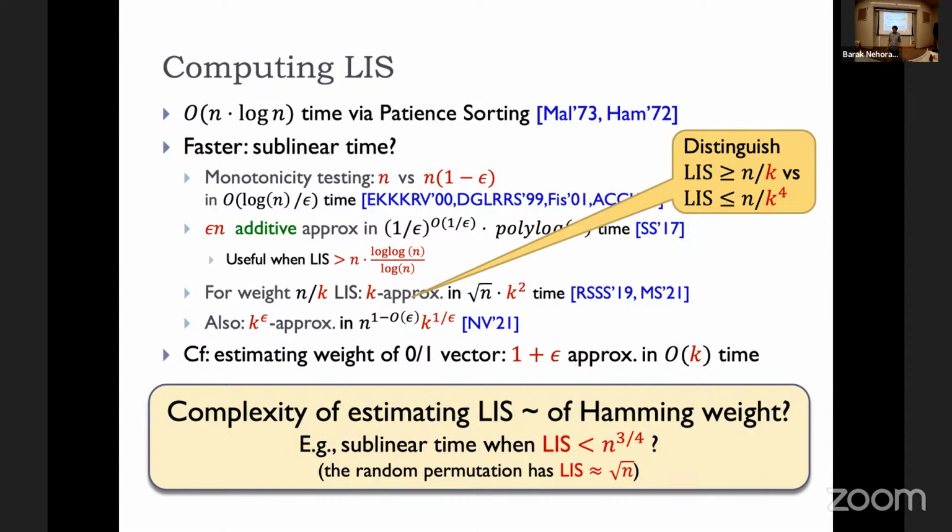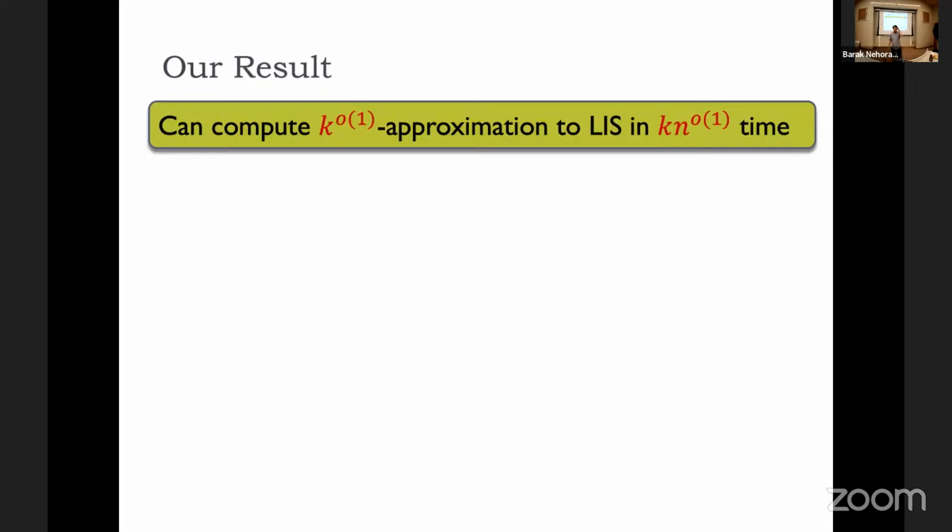Our result looks at this problem, and we give an algorithm that computes an approximation which is subpolynomial, so k to the o(1), with runtime which is basically k times a factor which is again subpolynomial in n, so n to the o(1).